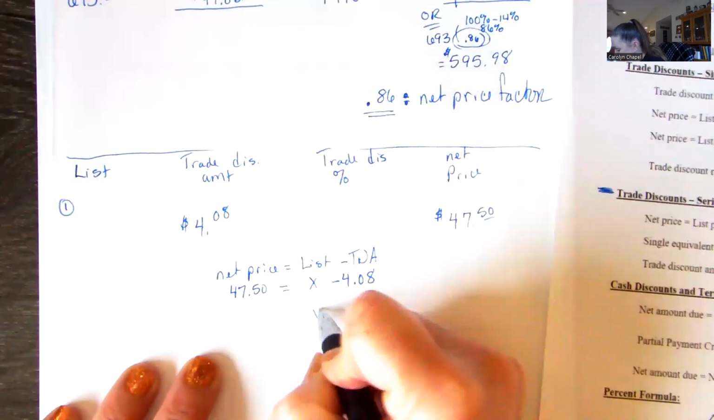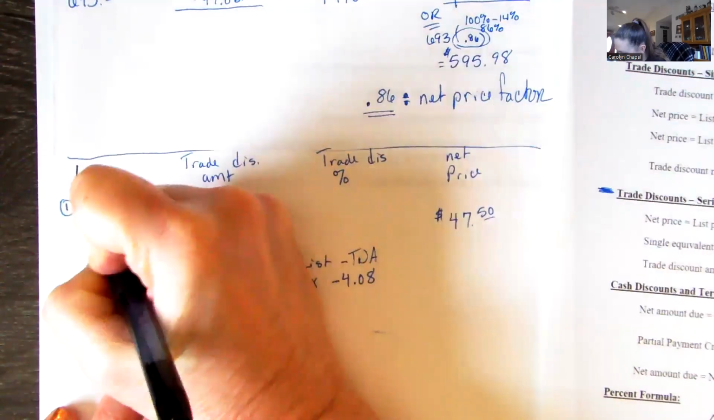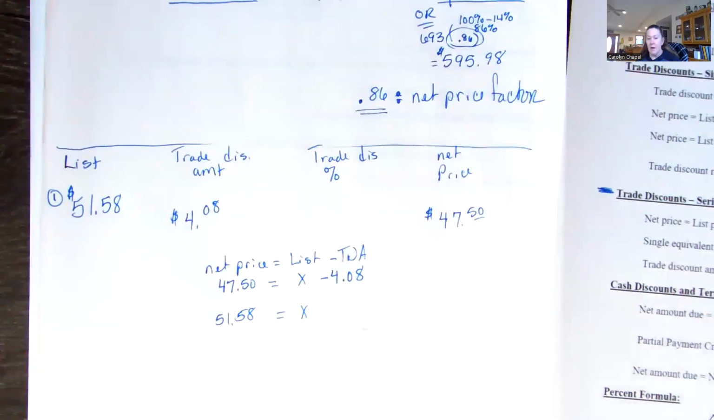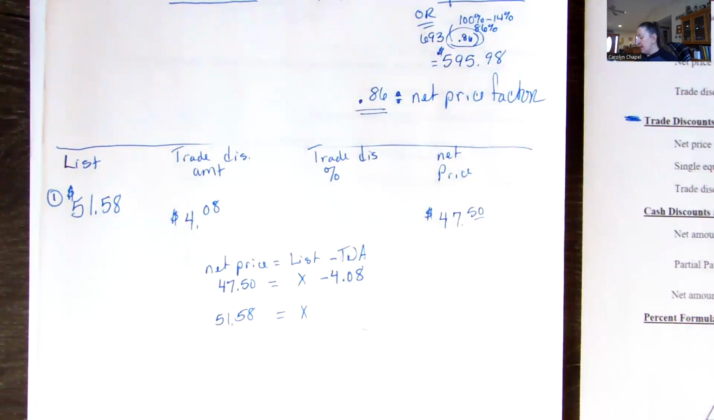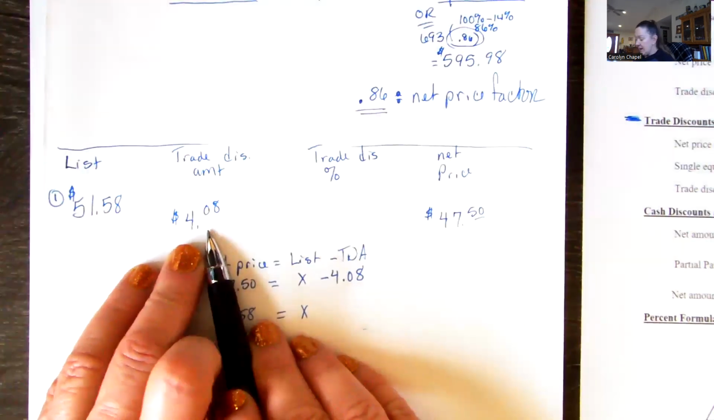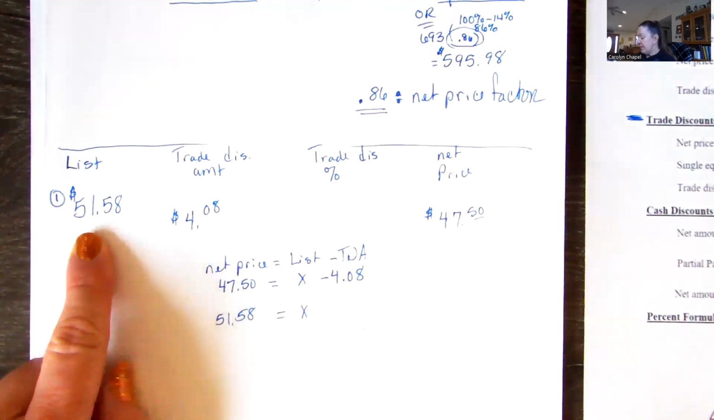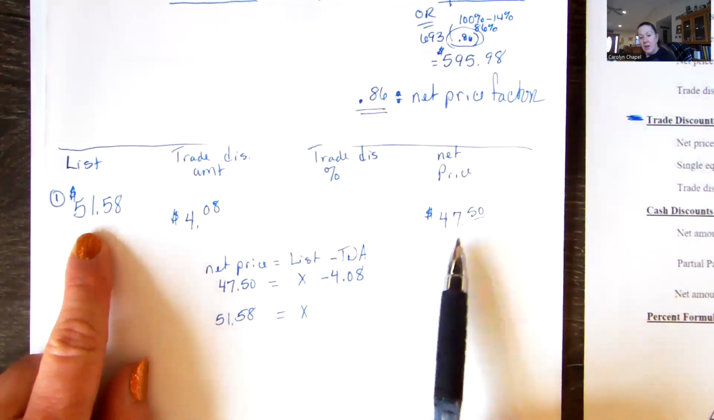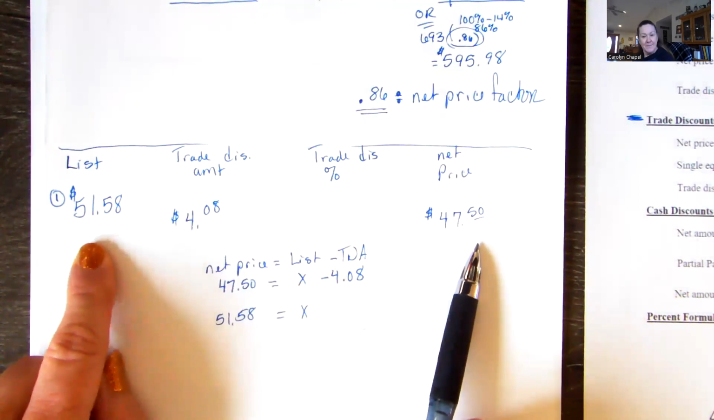And I come up with that X is 51.58. So that is my list price. And some of you would say, well, that makes sense, because if you think about what these terms represent, that will also help you with some of these pieces. This is the amount we were saving. This is our sale price. So we need to get back up to that original price before the sale. In order to do that, start with your sale price, add on what they took off, and you'll get back to that list.